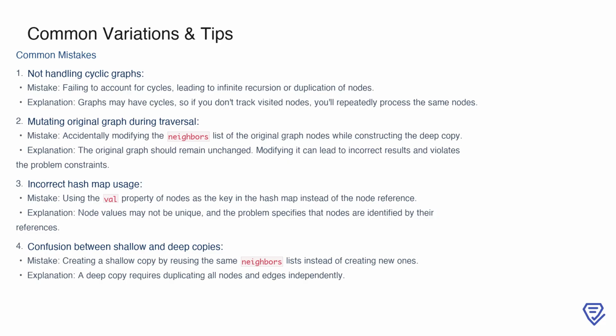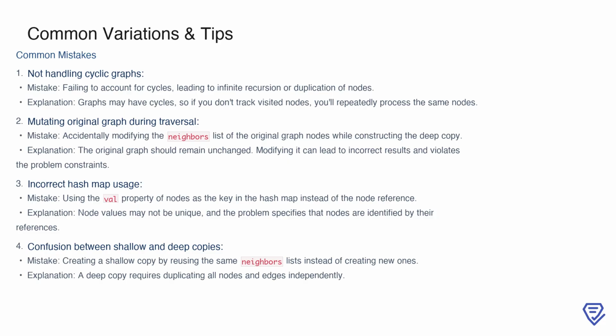Another mistake is mutating the original graph during traversal. For instance, modifying the neighbors list of the original nodes while constructing the copy can lead to errors and violates the problem's constraints. Always ensure the original graph remains unchanged. Incorrect hash map usage is another pitfall. Using the val property of nodes as a hash map key instead of the node reference can cause problems. Remember, node values aren't guaranteed to be unique, and the problem explicitly identifies nodes by reference.